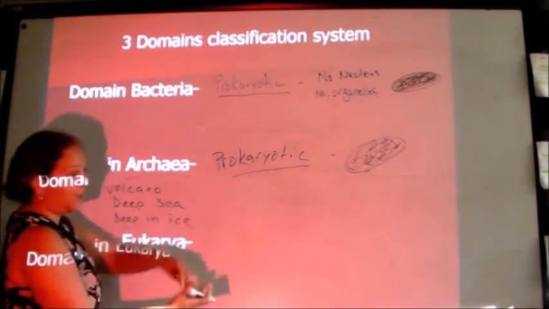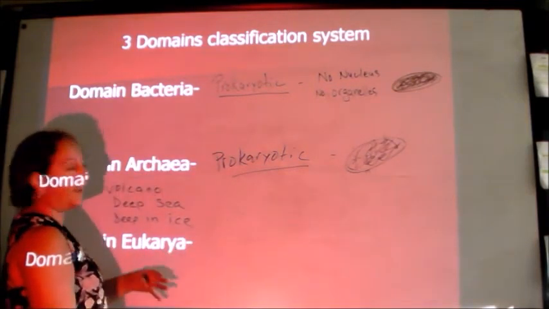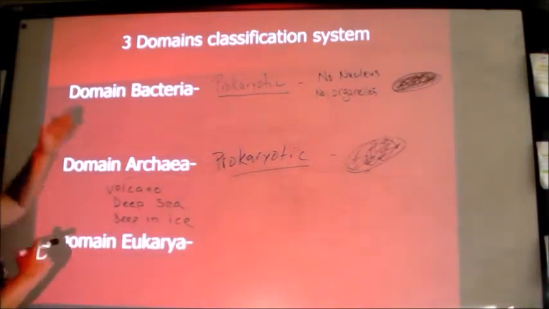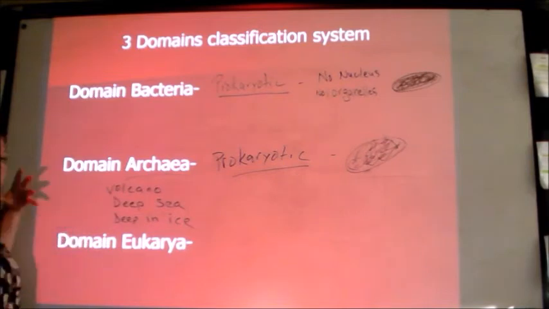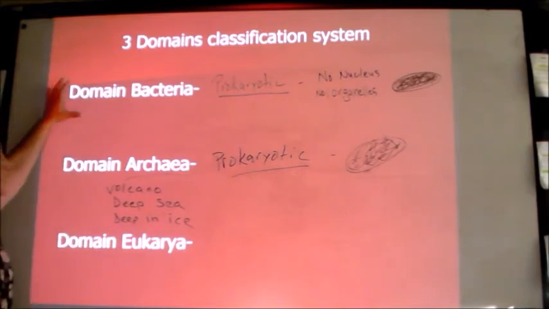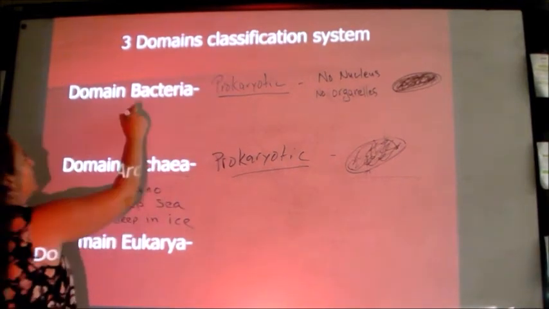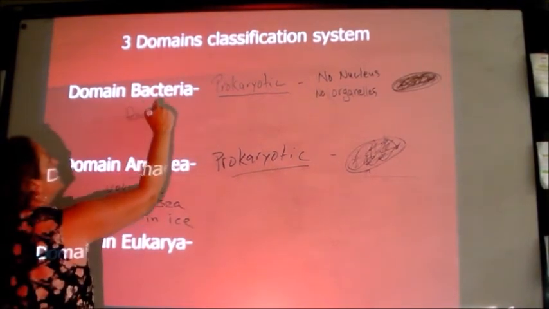So if you have an ice shelf and it's 2 miles deep, there's still life in there, but it's going to be in this category of living things. So we're categorizing things based on their major characteristics. These guys are prokaryotic, all right, and they are found everywhere, found almost everywhere.